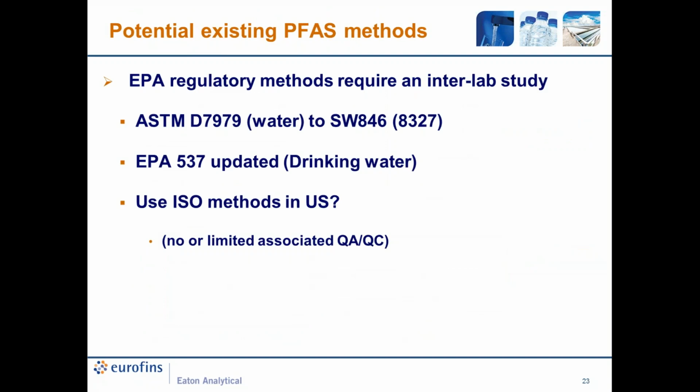EPA requires that regulatory methods have an interlaboratory study. The ISO method does have an interlab study. However, ISO methods do not include quality control that is also required of EPA methods. EPA method 537 has been UCMR validated for its analyte list, but not for additional analytes, matrices, or lower detection limits. EPA is updating method 537.